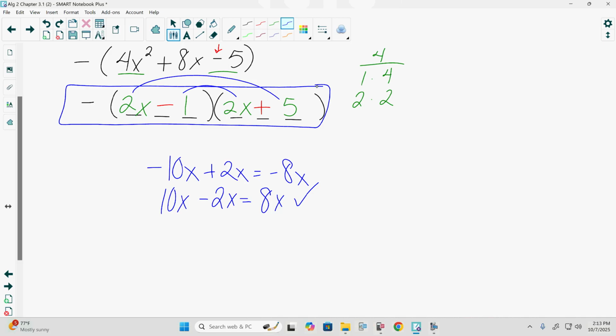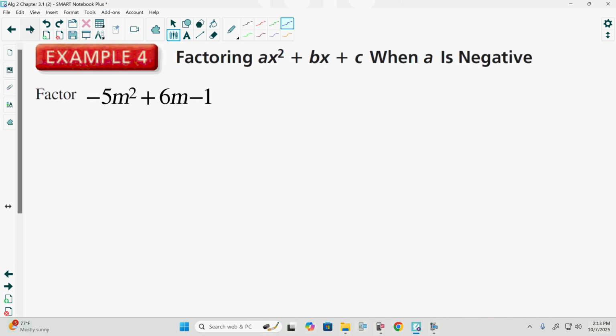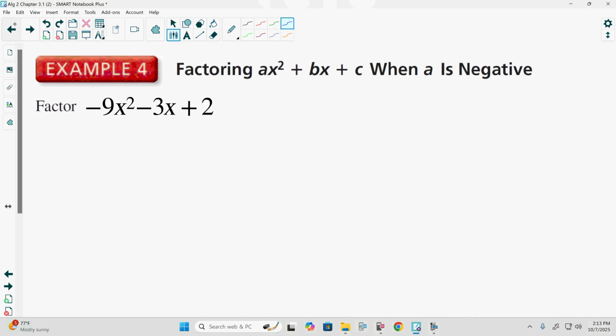Questions on any of this here? Questions on anything we've done so far? We'll look at one more. There are 3 left. I'll let y'all pick which one we look at. The last one? Negative 2y squared minus 5y minus 3.